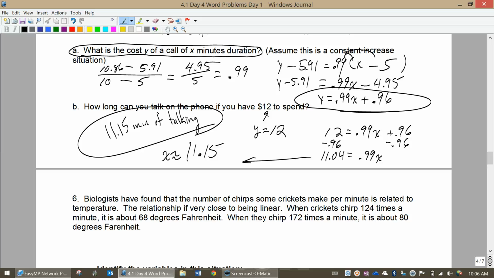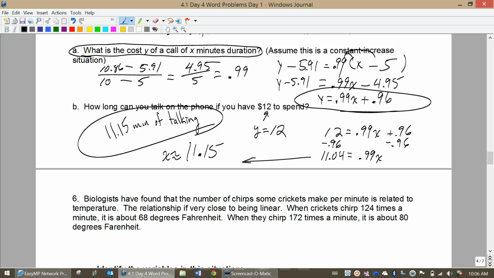So the question is, if it costs 99 cents per minute and you're only talking for 11 minutes, 15 seconds, shouldn't it be less than $12? Right? That's the question. Yes, if there was no starting cost.